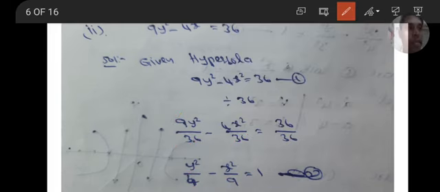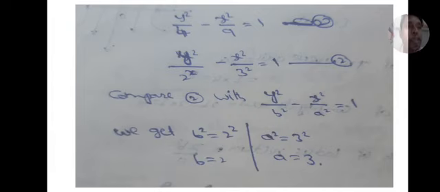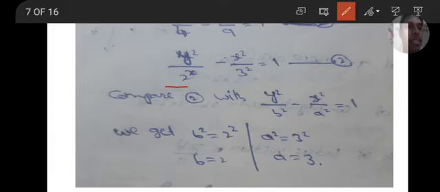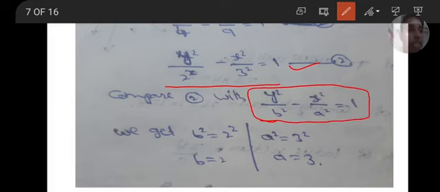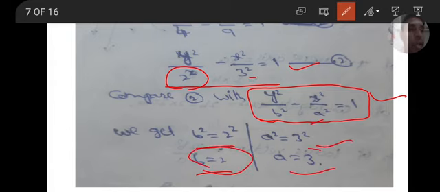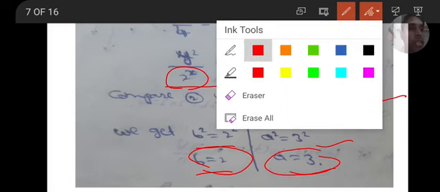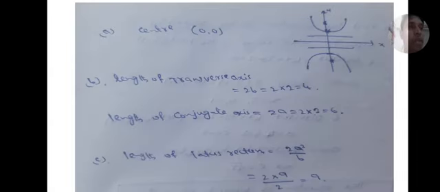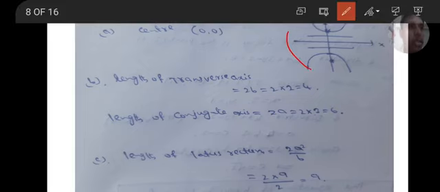So y square by 2 square minus x square by 3 square equal to 1. So compare equation 2 with standard form y square by b square minus x square by a square equal to 1. We get b square equal to 2 square, that is b equal to 2, a square equal to 3 square, that is a equal to 3. B value is 2 and a equal to 3. And this is the second standard form of the hyperbola, it will look like this. So its formulas, it is hyperbola.